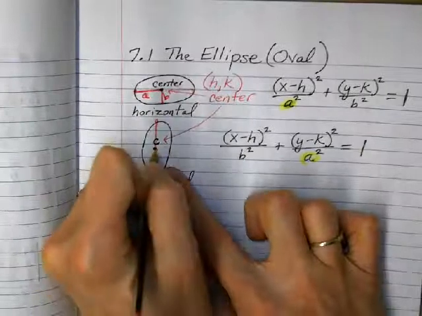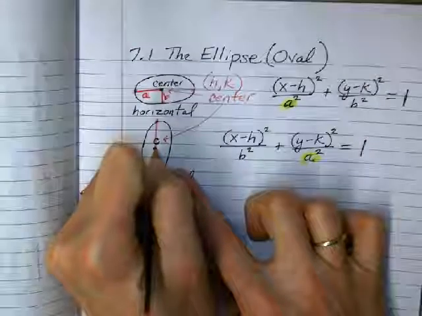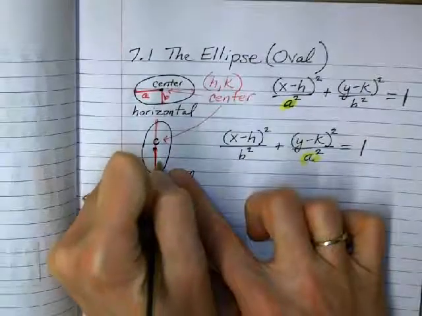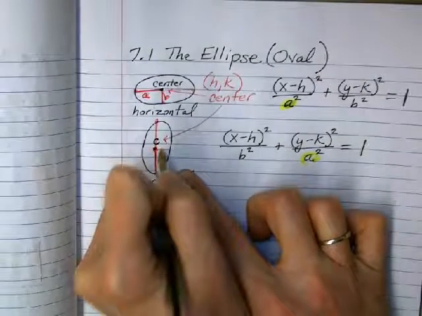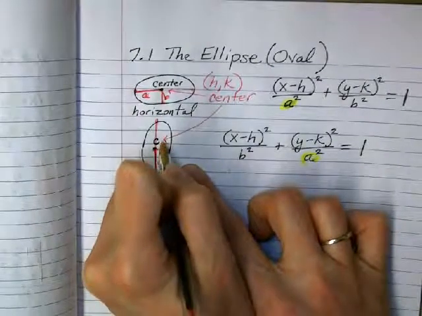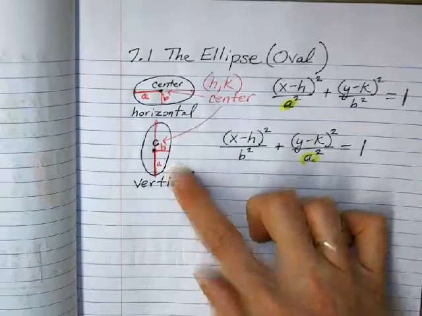And this one's, like I said, just the opposite. Like the distance from the center all the way down to the bottom of it would be A, and the distance from the center to like the edge would be B. Like the shorter distance is B.